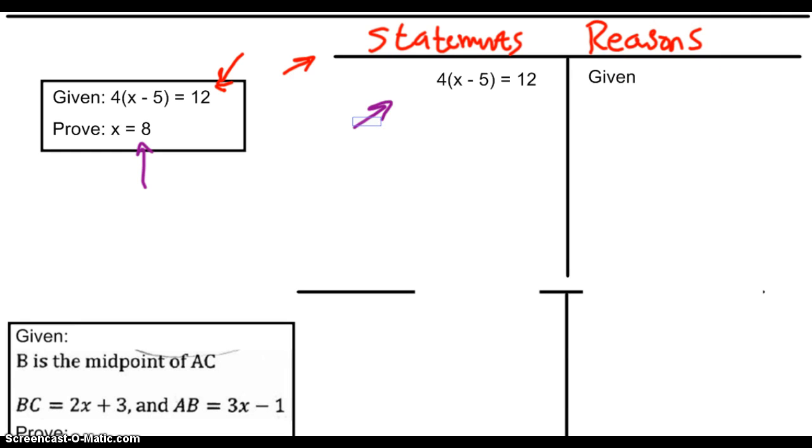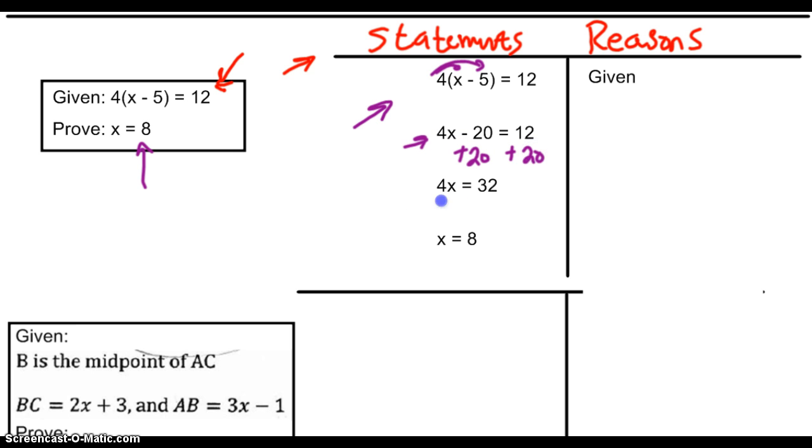All right, now that you've paused the video, let's go ahead and actually see what the work looks like. You should have hopefully distributed the 4 to get 4x minus 20 equals 12. And then hopefully you added 20 to both sides to get 4x equals 32. And then divided both sides by 4 to get x equals 8. That's where you should end up. That's the easy part. The hard part is the reasons. So what are our reasons going to look like?